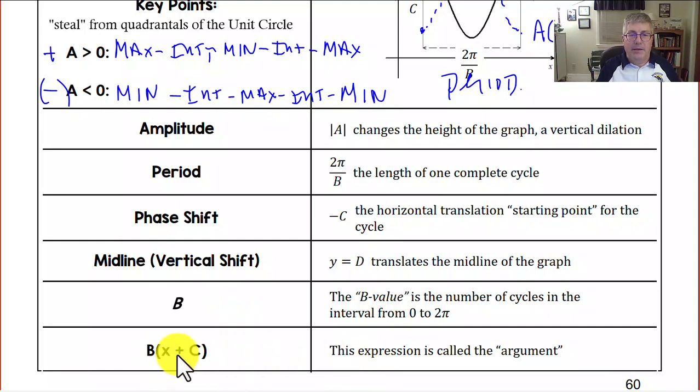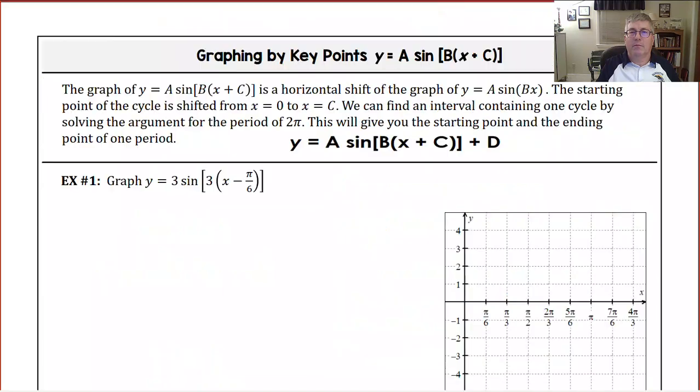And b times x plus c, this expression is called the argument. Now sometimes you'll see this distributed in bx plus bc. We may have to factor that out at times as well to help us out. Let's go ahead and graph.